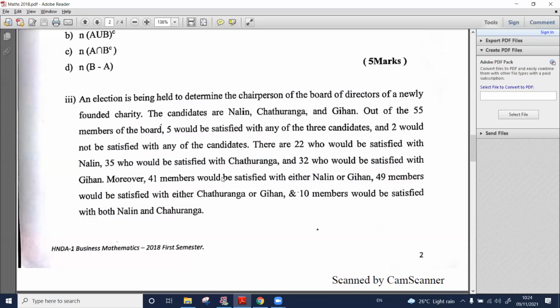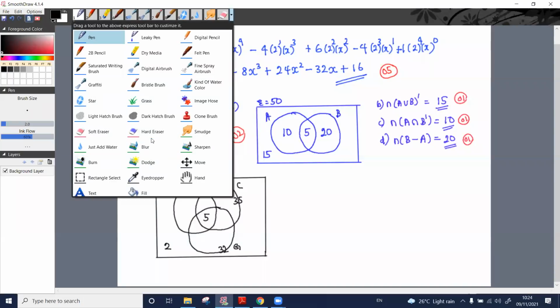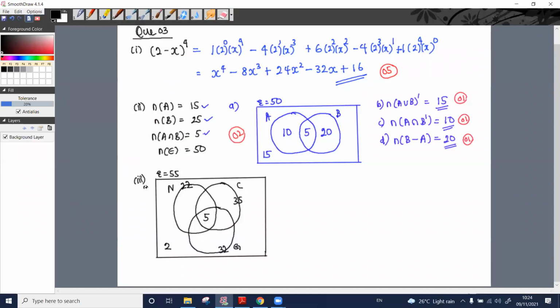Moreover, 41 members would be satisfied with either Nalin or Gyan. Nalinta ho Gyanta කැමති 41ක් ඉන්නවා. ඒ කියන්නේ මොන region එකද? What is the region that they are referring to? 41 means which region? මොන region එක ගැනද කතා කරන්නේ?